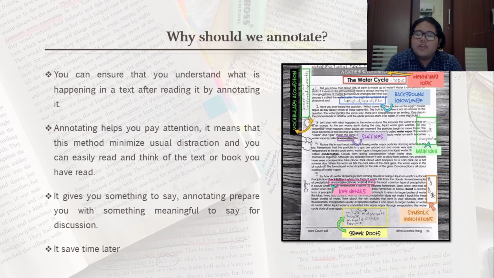Why should we annotate? First, you can ensure that you understand what is happening in a text after reading it by annotating it. Second, annotating helps you pay attention. It means that this method minimizes usual distractions and you can easily read and think of the text or book you have read. Third, it gives you something to say. Annotating prepares you with something meaningful to say for discussion. Fourth, it saves time later.